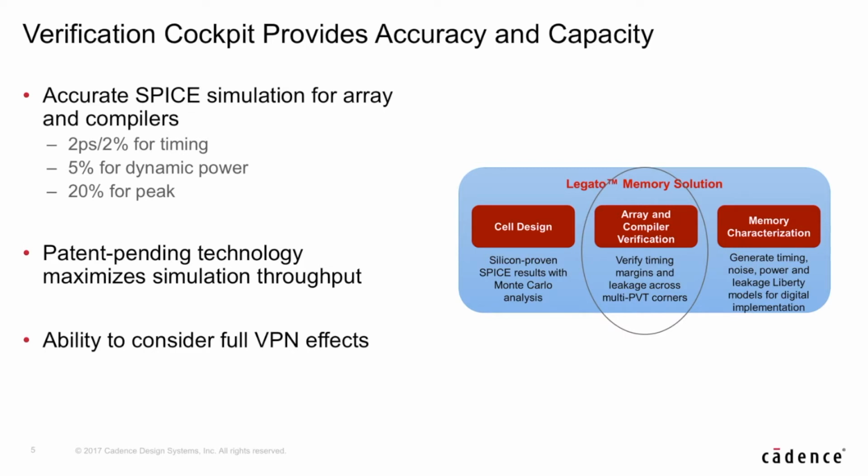And lastly, with Spectre XPS, the Spectre circuit simulator, we have the ability to consider full VPN effects. As we move down to nanometer design, considering the VPN effects is a must in order to meet the accuracy criteria that I mentioned early on.